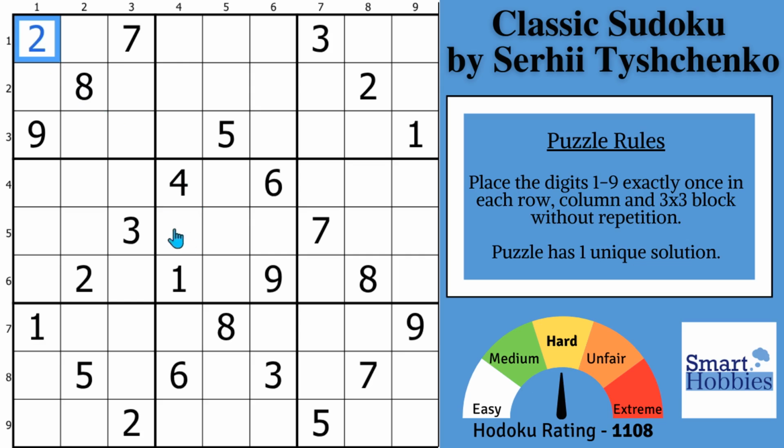Greetings, friend. I found this classic Sudoku on Logic Masters India. This is one of the premier puzzle sites in the world, and the author of this highly rated puzzle is Serhiy Toshenko. He's one of the best puzzle creators on the planet. Thank you so much, Serhiy, for this amazing Sudoku. It's perfect to show you how to reprogram your mind to solve Sudoku faster.